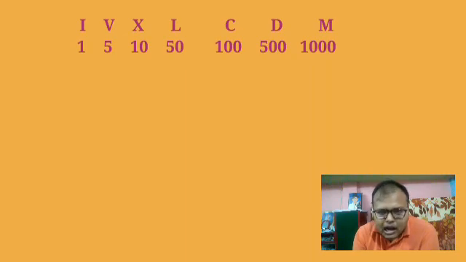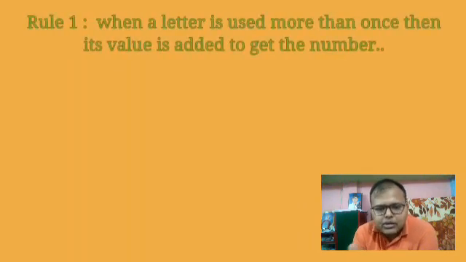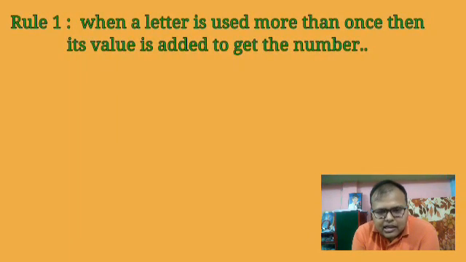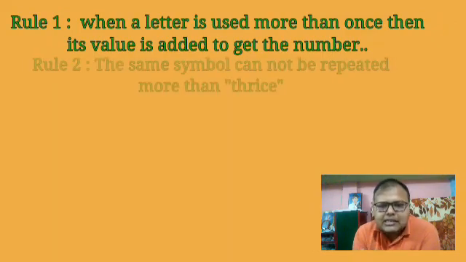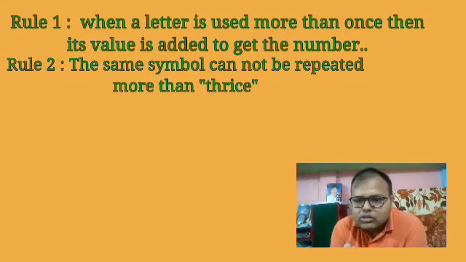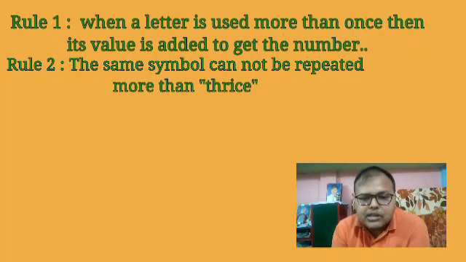Now, how do they write 4 then? Do they repeat I 4 times? No, they made a rule like that. You cannot repeat any symbol more than thrice. So you can go on repeating I up to 3. You cannot repeat it 4 times to represent 4. So how do they represent 4 then?